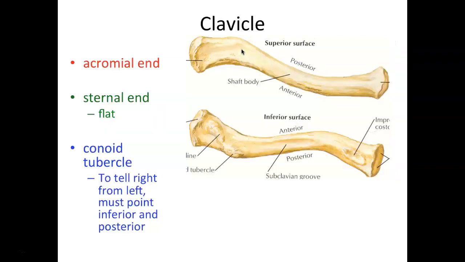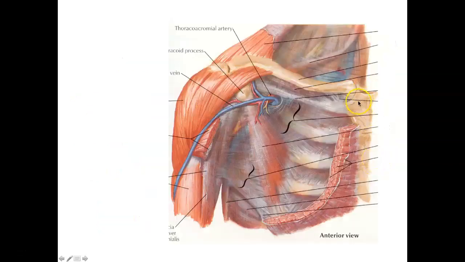So we have a superior surface here and an inferior surface. On these views, we're going to see the acromial end, which will be more of a flattened type of end, as far as this portion in here. It looks pretty flat right now, the way we're viewing it. Whereas the other end, the sternal end, is flat because it is going to butt up against your sternum right over here. So it's flat in that sense.